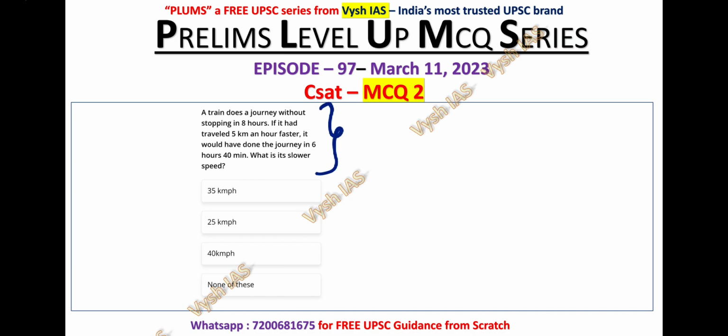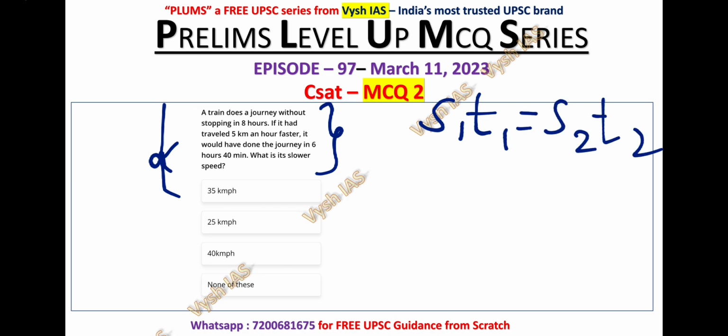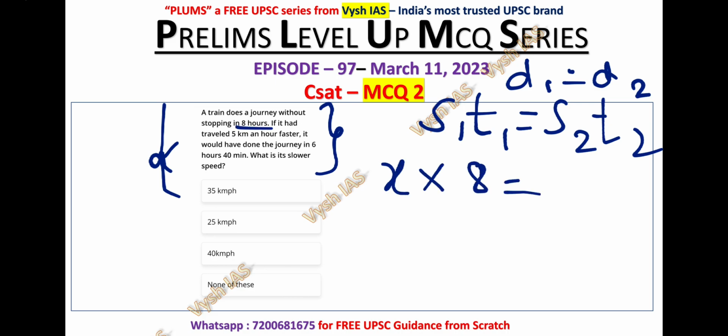In both the cases, the distance will be the same, right? So distance is equal to speed into time. S1 T1 in the first case is equal to S2 T2, because distance 1 is equal to distance 2. Let's take the speed of the first case as x, with time 1 given as 8 hours. Speed 2 is 5 faster, so let's take x plus 5, and time 2 is nothing but 6 hours 40 minutes.